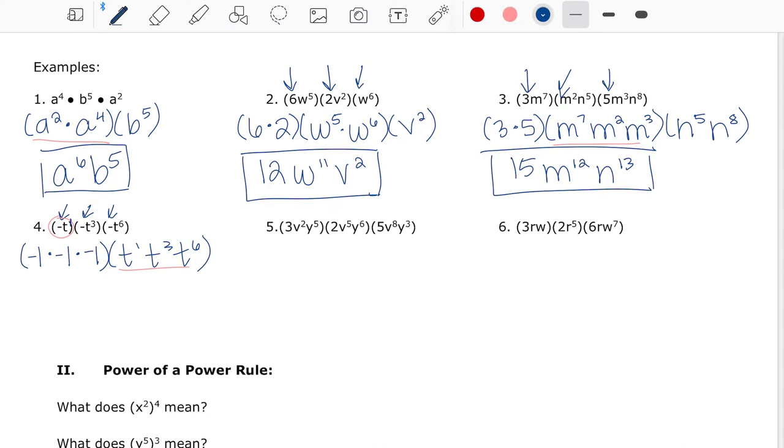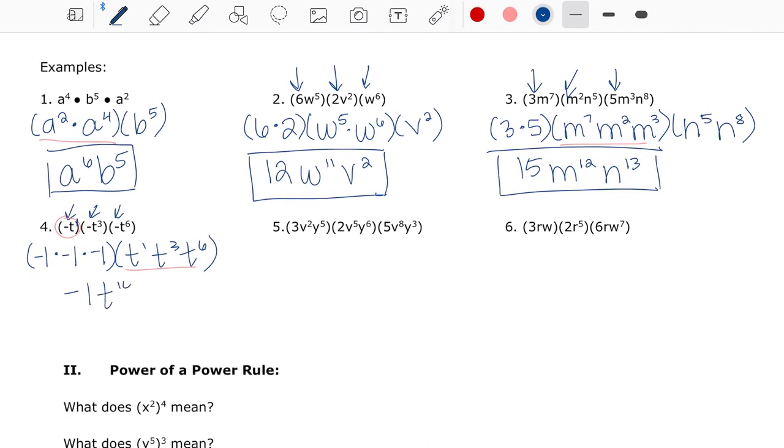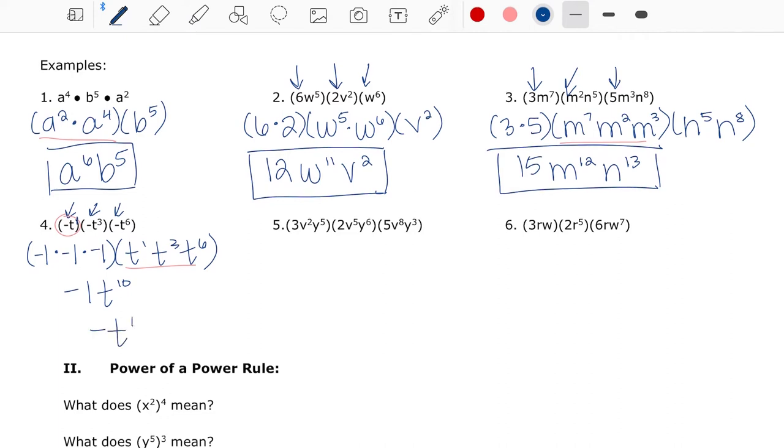So I know -1 times -1 times -1 simplifies to a -1. And then t to the first times t cubed times t to the 6th. Because those are the same bases, I can add my exponents. So I get t to the power of 10. And I don't really need to write that -1, so I can actually write that as -t to the 10th. However, both of these are the same and are both acceptable. So at this moment, I want you to pause the video. I want you to attempt number 5 and number 6. And when you're ready, unpause to check your work.